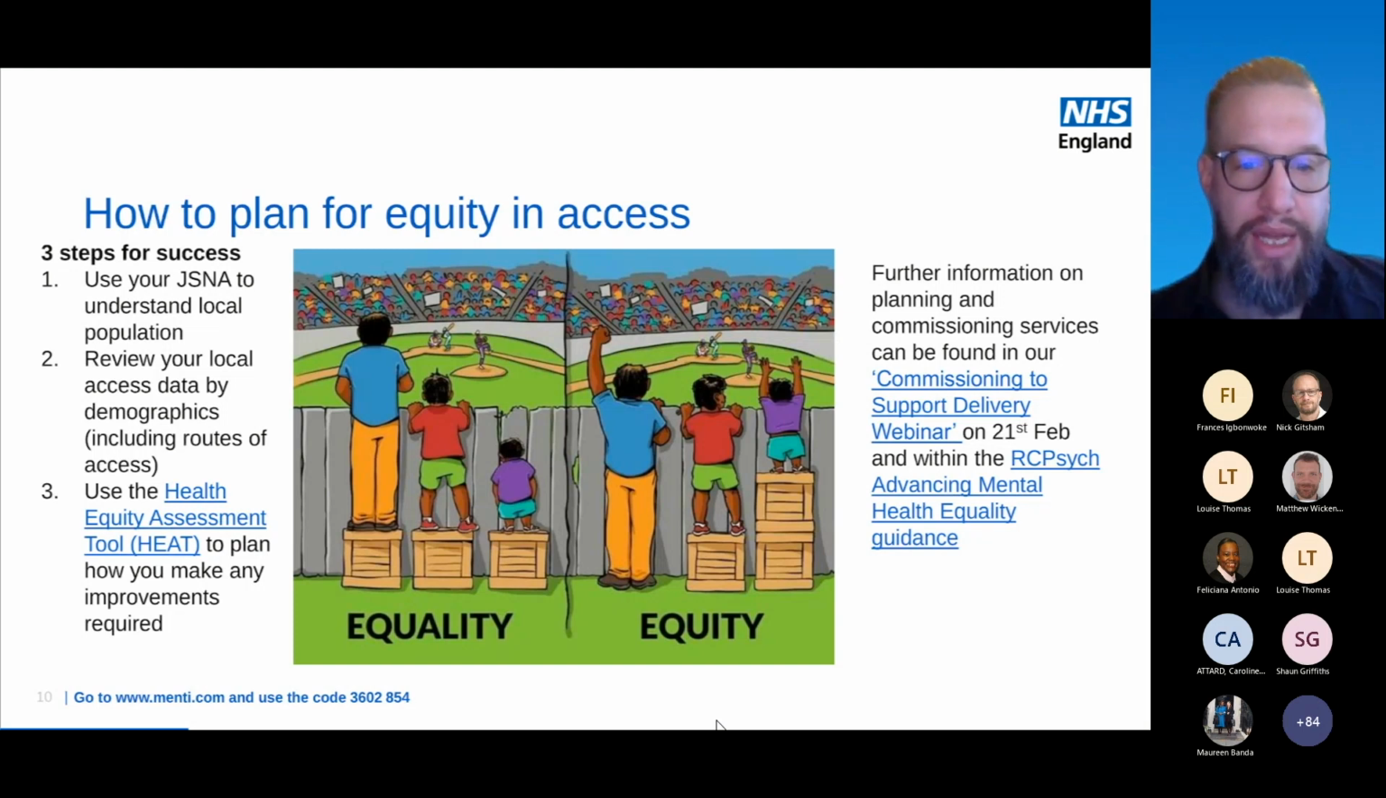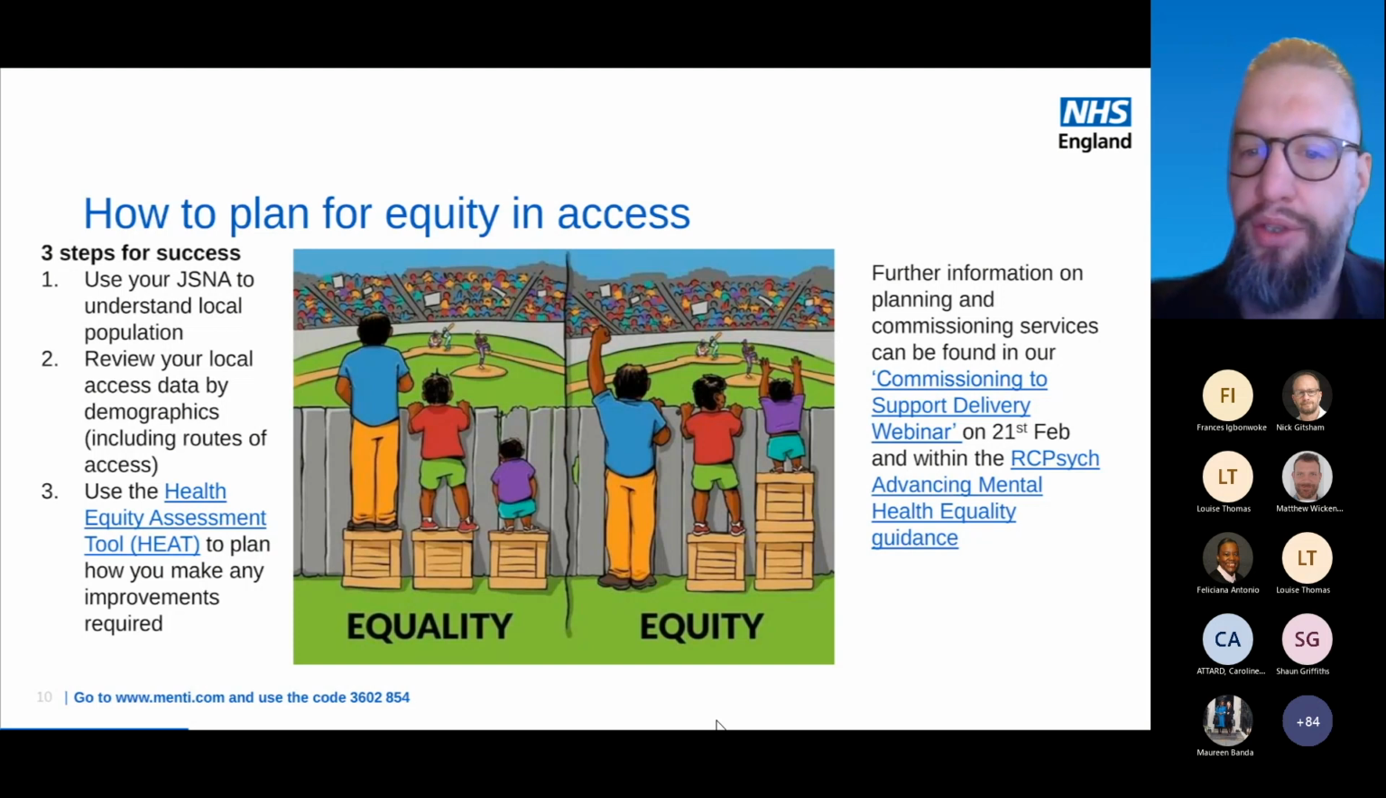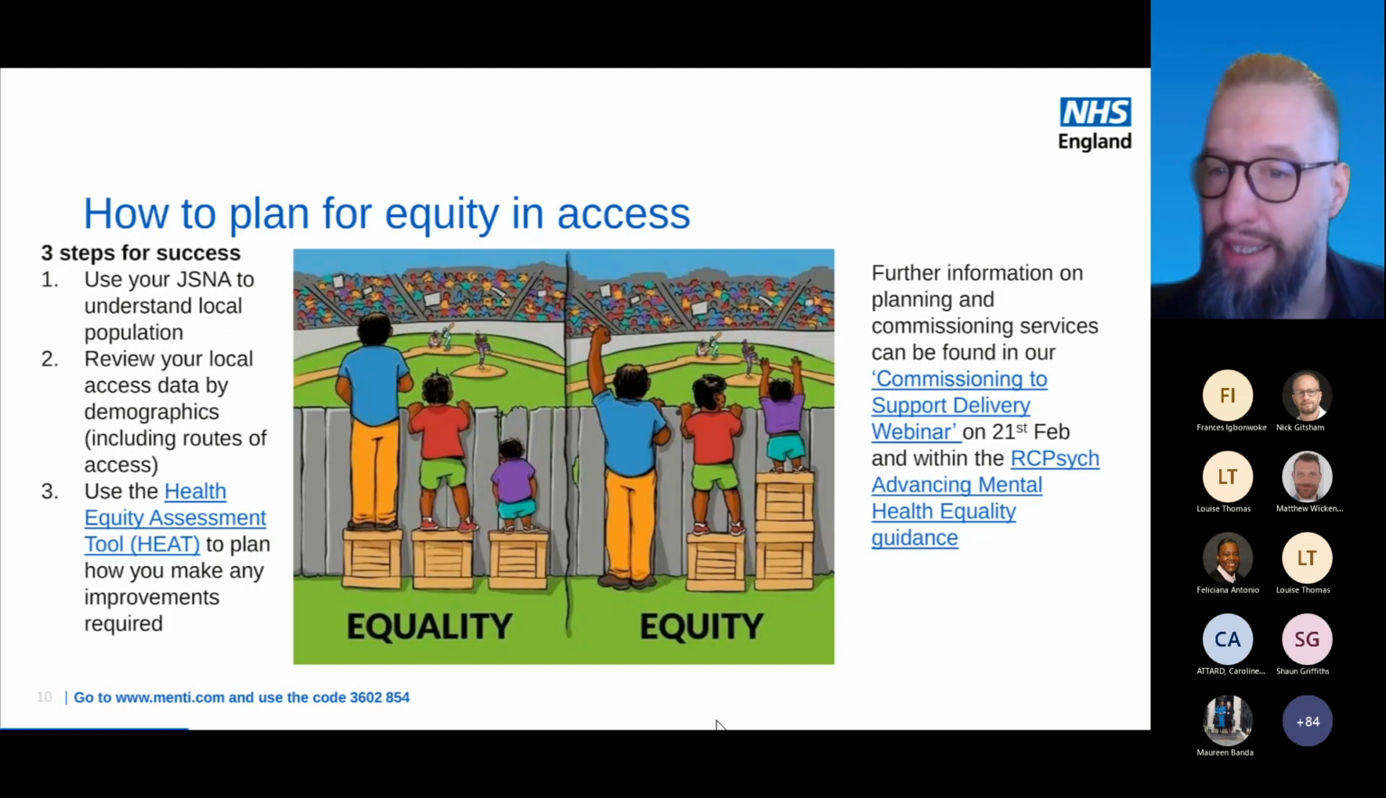So thirdly, once you understand that baseline position, you can use the Public Health England developed health equity assessment tool to develop targeted interventions for how you're going to reach the currently excluded groups, and plan how you're going to measure whether or not the access policy is supporting improved access for the excluded groups that you have identified.